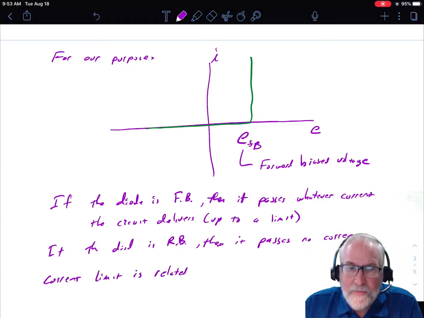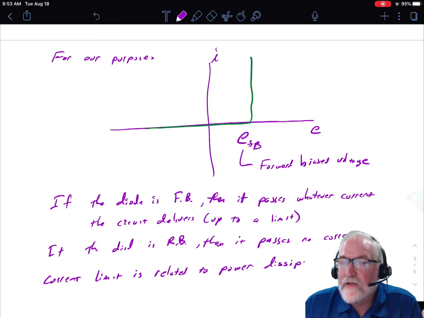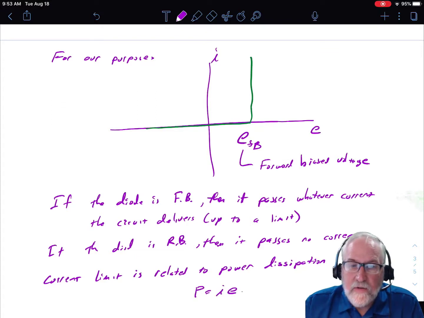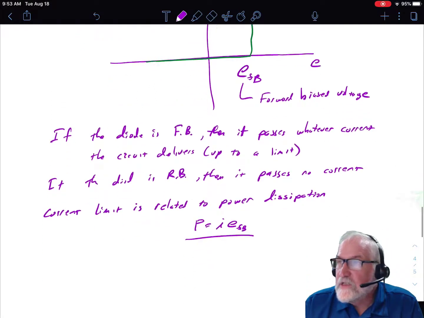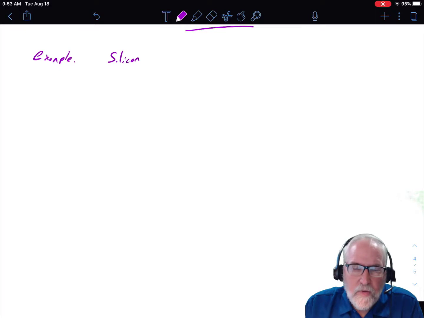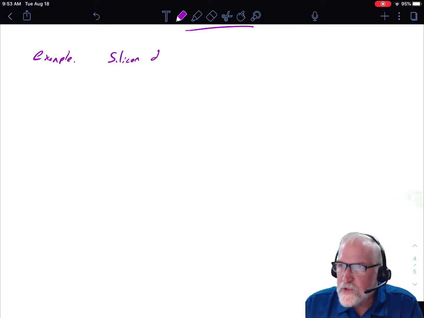Okay, the current limit. So I said it'll pass as much current as delivered up to a limit, and that's related to the power dissipation of the diode. Just like a resistor, that power is equal to the current times, in this case, the forward bias voltage. If it gets above whatever many milliwatts, the diode will fail. And usually it fails as an open circuit.